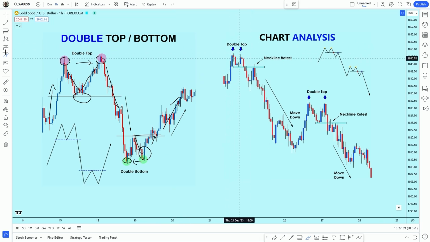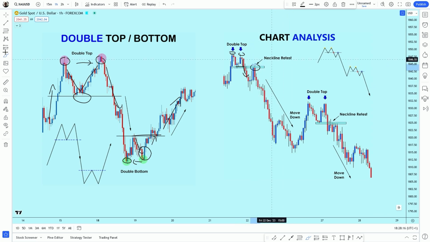On this example we have two double top formations. As we can see here we have strong bullish candlesticks, then price formed this high here, pull back, move up and then failed to break this previous high. That's why we have one top and second top. Price went down to break this neckline here, but this time we can also see that price retested this neckline.